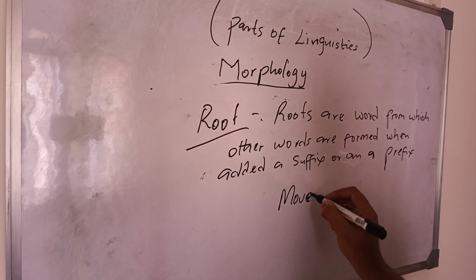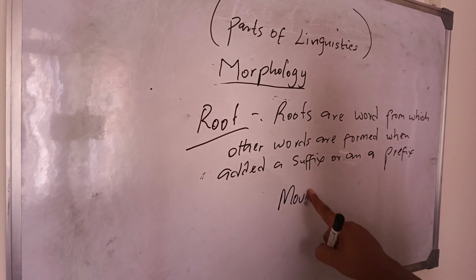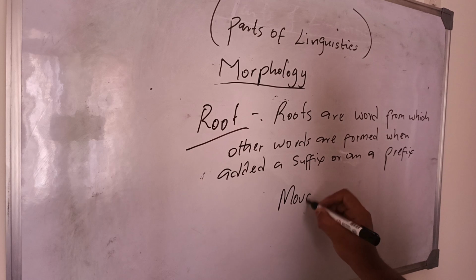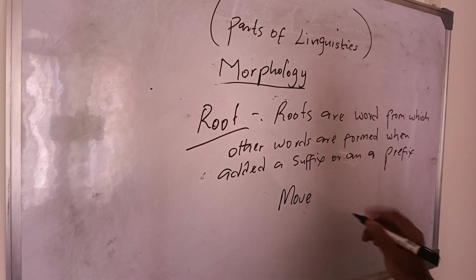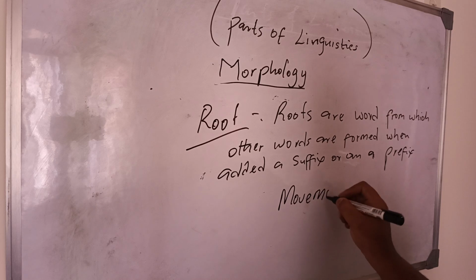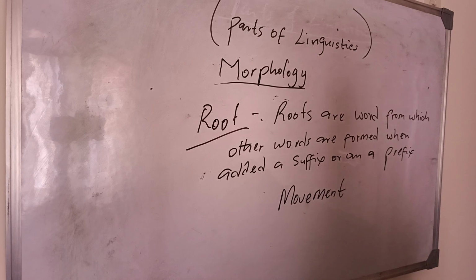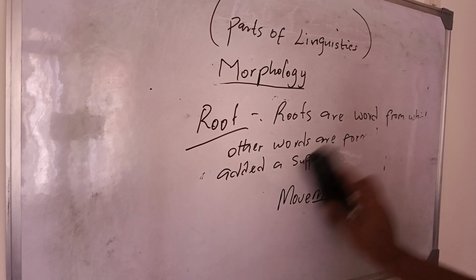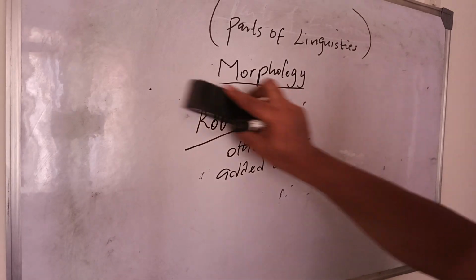Another example of a root word: move is a root word, the very first word that forms the word. If you add a suffix like "ment", it becomes movement. So that is what it is all about root. Now let's take a look at the affix, what the affix is.